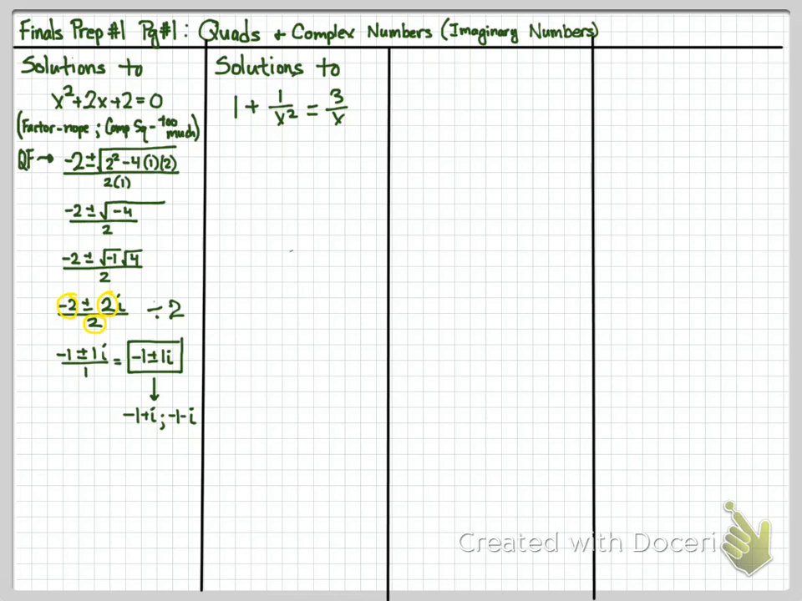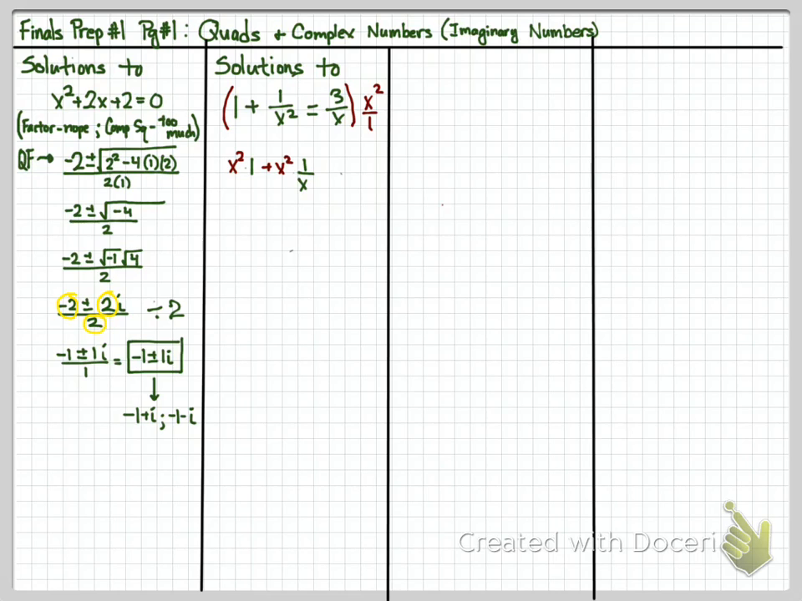People are tricked up by this because it doesn't look like everything else, so what we need to do is make it look like everything else that we're used to. I'm going to multiply by x squared, so there will be no more fractions. Step 1, distribute x squared to the 1. Distribute it to the 1 over x squared. Oops, I missed my square.